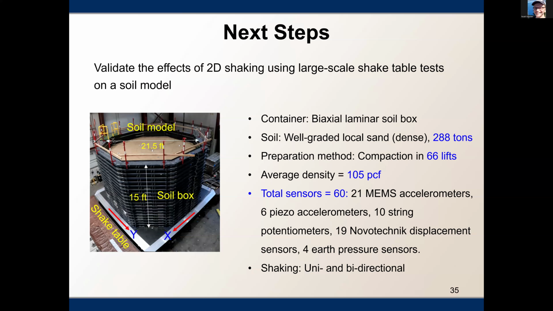And there were a total of 60 sensors, consisting of 21 MEMS accelerometers, 6 piezo accelerometers, 10 string pots, 19 Nova Technique displacement sensors, and 4 spatial sensors. And the shaking is unidirectional as well as bidirectional.